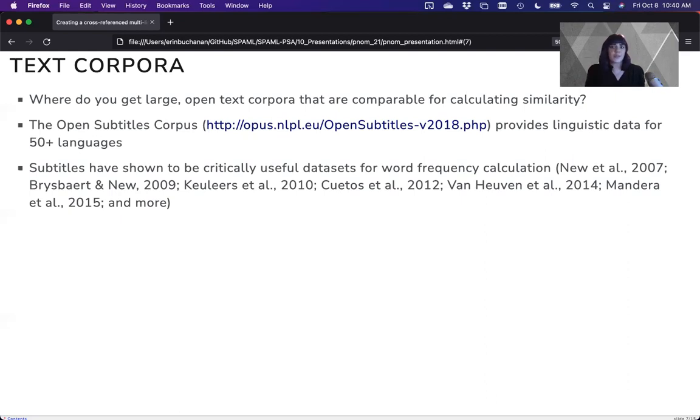So a whole bunch of research on this. And also the corpora there. So they're free, they're large, and you can use them for many different types of projects.